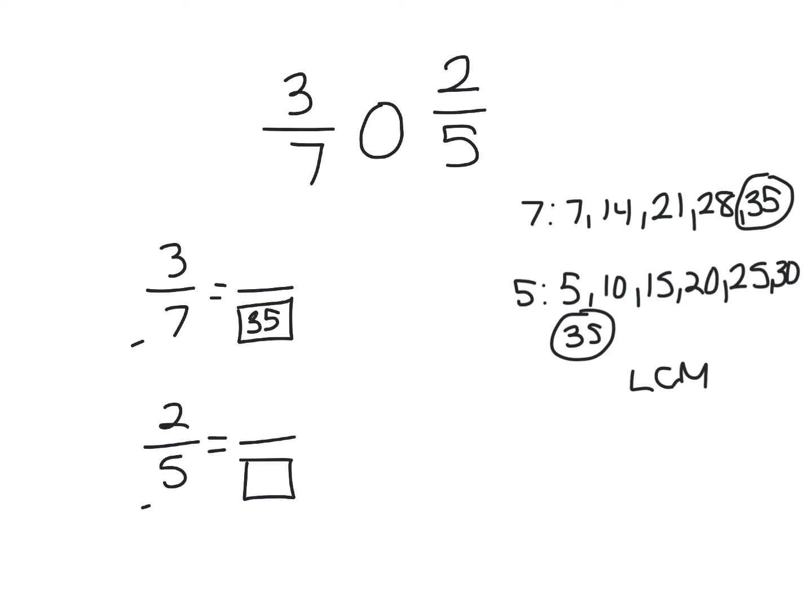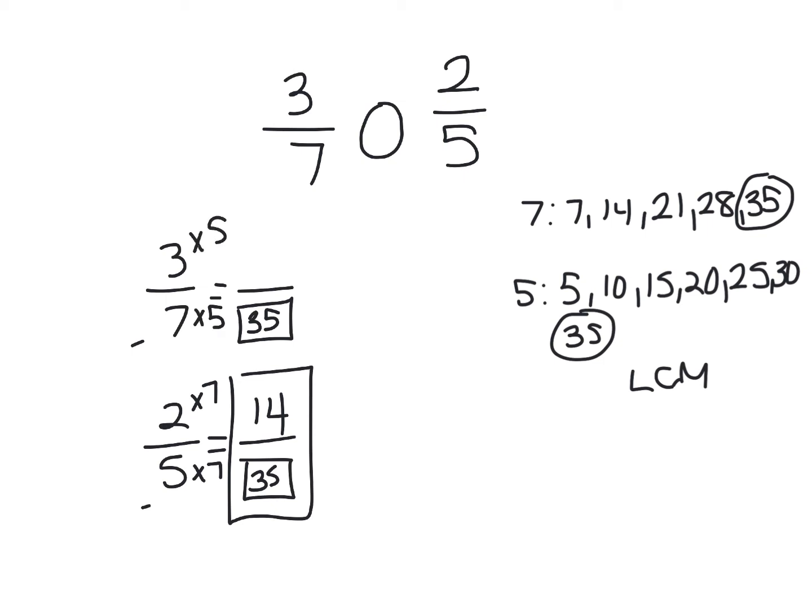So here we go. How do I get from 5 to 35? Yep, multiply by 7. Do the same thing to my numerator. 2 times 7 is 14. Now I have a new fraction that's equivalent to 2/5, but just out of different parts. How do I get from 7 to 35? Multiply by 5. So I have to multiply my numerator by 5. 3 times 5 is 15. Now I have a new equivalent fraction, just out of a different number of parts.